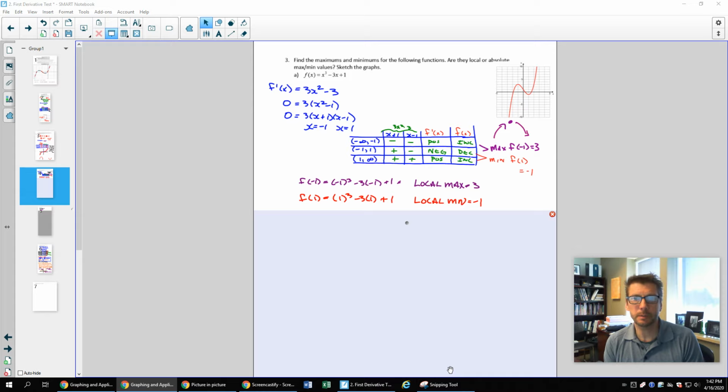All right, here we go. Example number 3. So we're given a function x cubed minus 3x plus 1. So I just sketched the function over here. So again, we already know where we have our maximums and minimums. We can kind of see that on the graph.